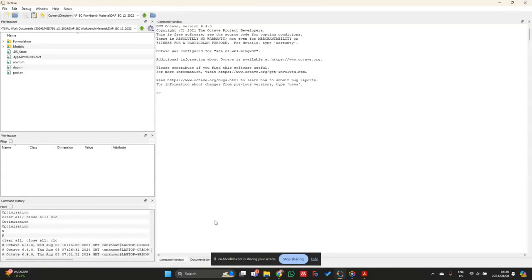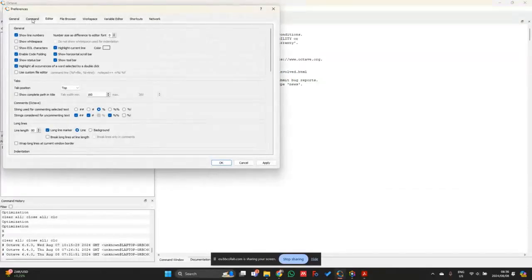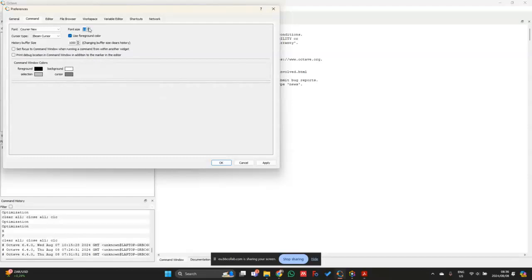Usually before we start doing a new analysis, what I like to do is make sure that I clear all the variables, so that I'm working with a blank canvas. And I think maybe what I should also do is increase the font a bit. Let's see if we make it 14.